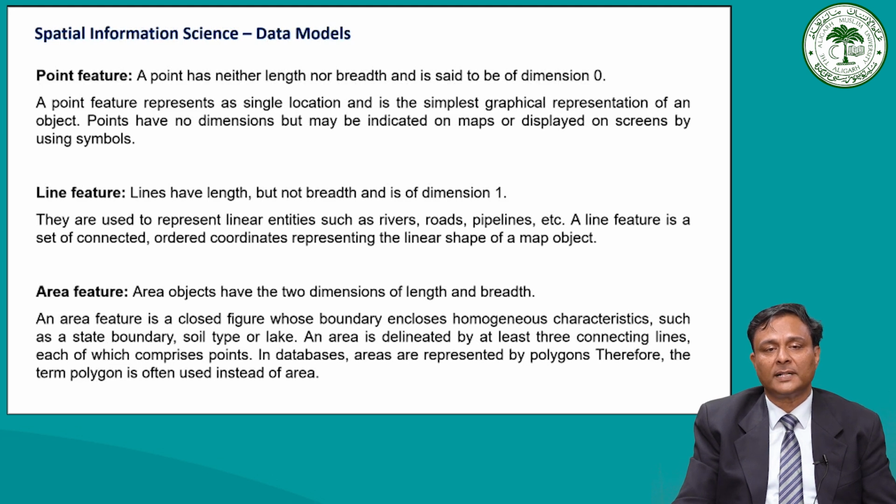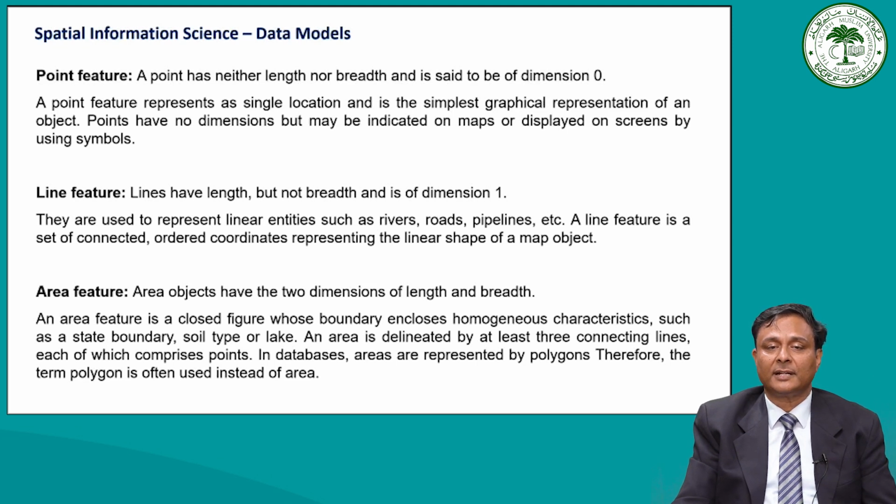They are used to represent linear entities, as we gave you the examples of rivers, roads, railway networks, etc. Even power cables can be taken as an example. A line feature is a set of connected ordered coordinates representing a linear shape over a map. The object may be too narrow to display as an area, such as a road, or a feature with no width, such as contour lines.